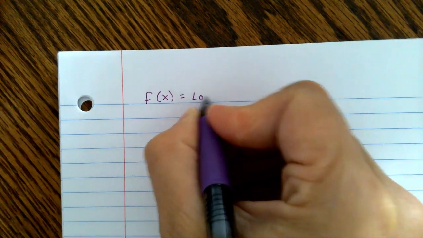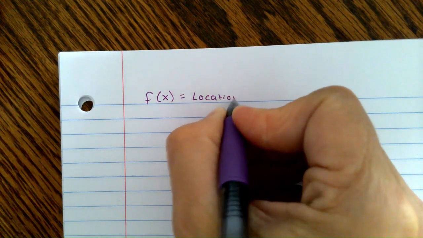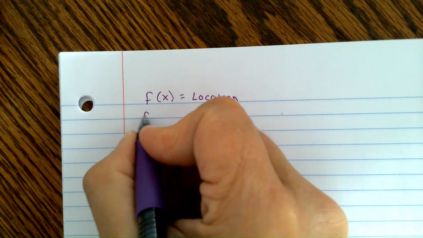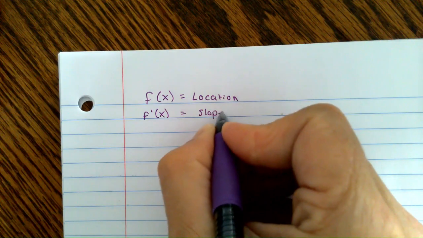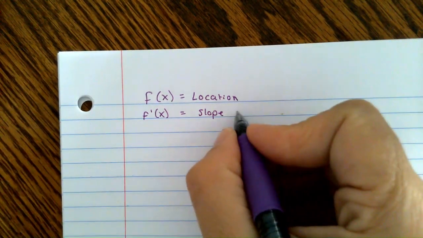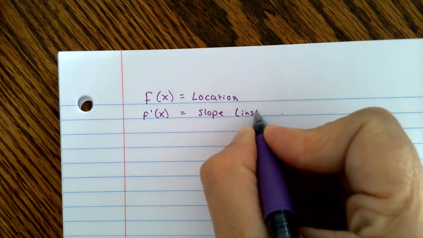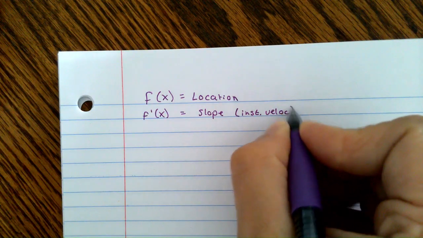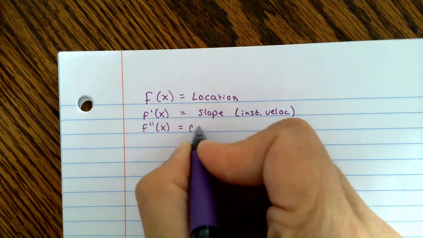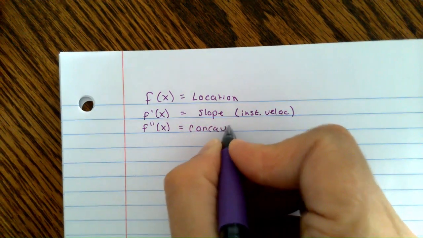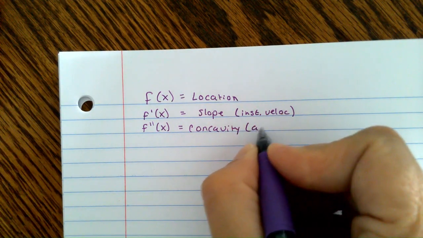So f of x is going to be your location. It's going to be your ordered pairs. Okay? The derivative is going to be your slope, or instantaneous velocity, and the second derivative will be your concavity or acceleration.